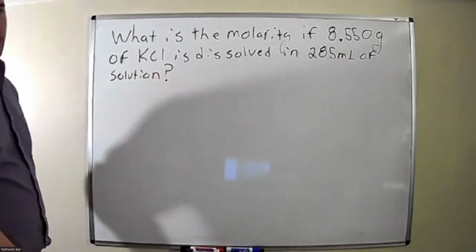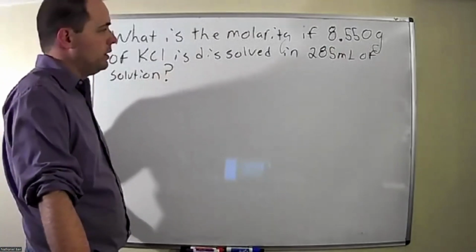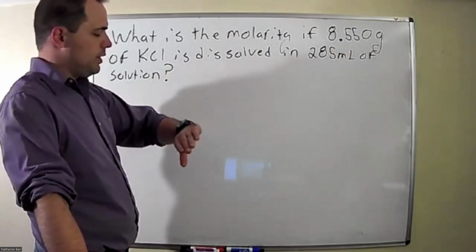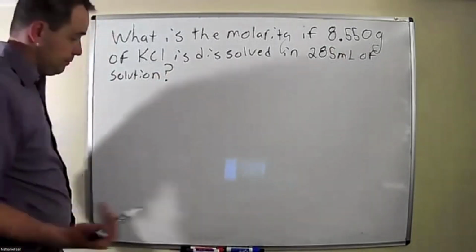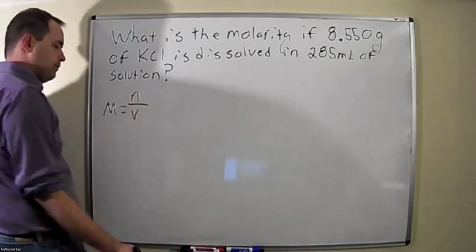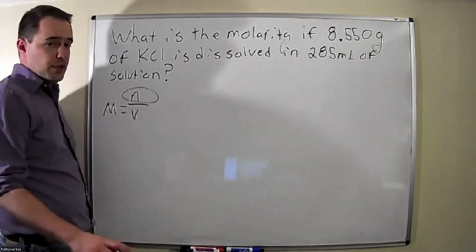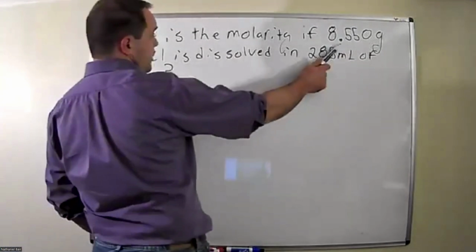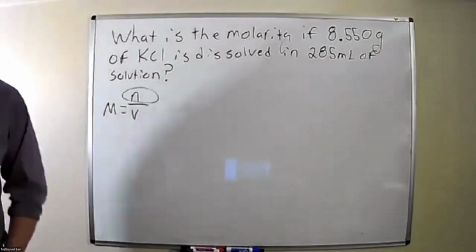So what is the molarity if 8.550 grams of potassium chloride is dissolved in 285 milliliters of solution? So molarity, moles per volume. Let's get that numerator first. Here's what I need you to do. I need you to convert that 8.550 grams of KCl into moles of KCl. Go ahead.